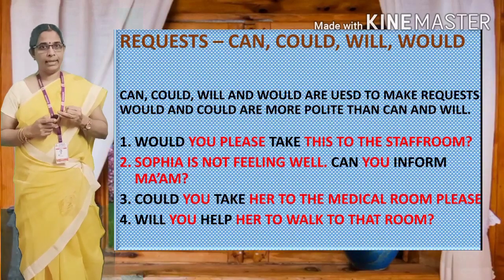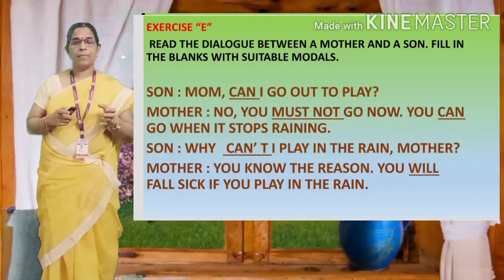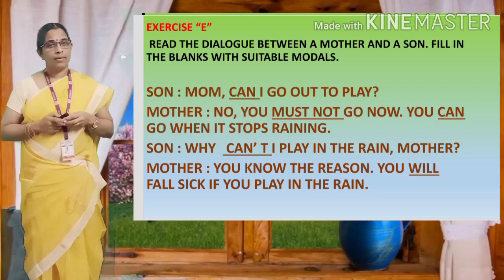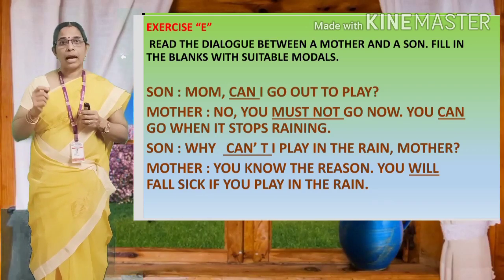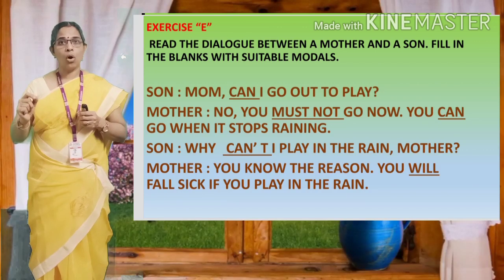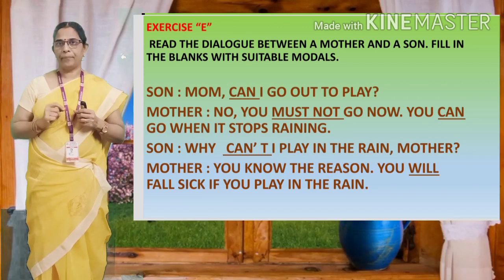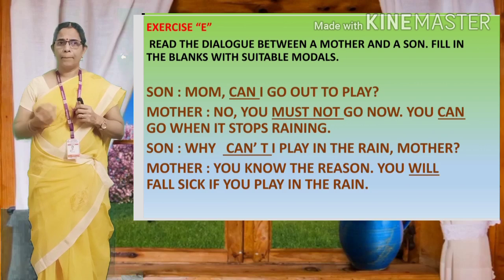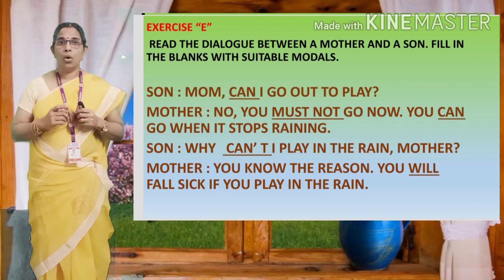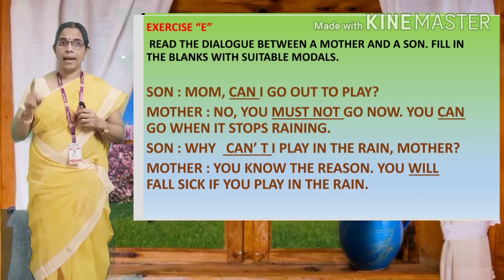Exercise E. Read the dialogue between a mother and a son. Fill in the blanks with the suitable modals. Son: Mom, can I go out to play? This is asking permission. Mother: No, you must not go now. You can go when it stops raining.